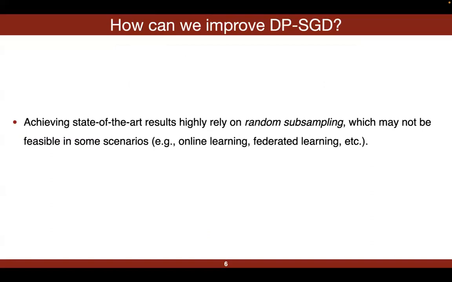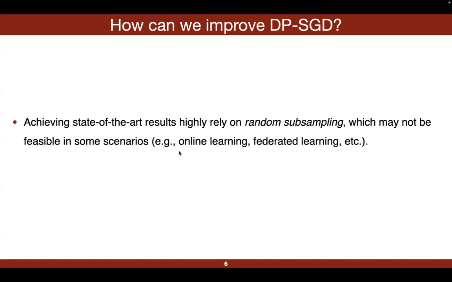So what do we need to improve upon for this DP-SGD? First of all, in order to achieve state-of-the-art results, we have to rely on random subsampling. But this may not be feasible in many practical scenarios. For instance, if your samples are coming sequentially, then you may not be able to do this random sampling. Imagine that you're a large company like Facebook or Google. Their samples are actually coming sequentially every day. So they have to update their model after a period.